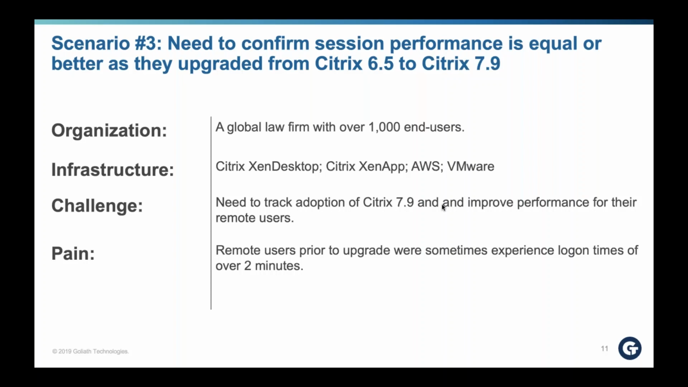Now for our final scenario, this is an upgrade scenario. So we were working with a large global law firm. They had offices around the globe with about 1,000 users. They were using Citrix XenDesktop, XenApp. They had part of their infrastructure within AWS, and they also had some virtual servers from VMware. Now, this is about a year ago or so, they came to us upgrading from Citrix 6.5 to Citrix 7.9.